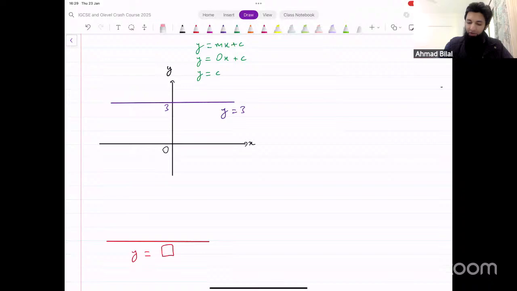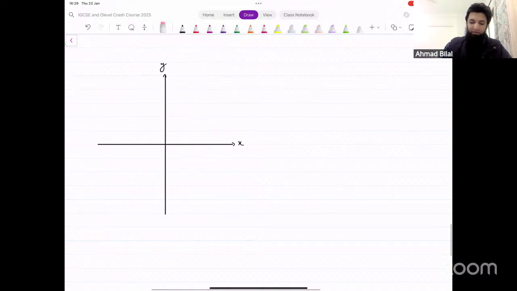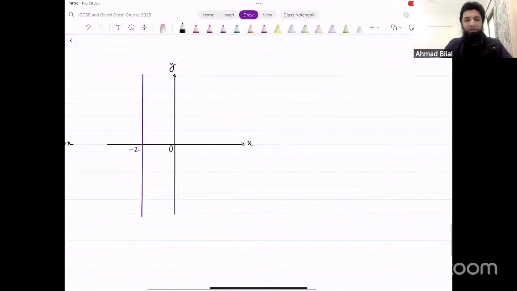Then what about vertical lines? What if you have vertical lines? For instance, let's consider this example. We have an x-axis here, we have the y-axis here, and there's a line that looks like this. It's a vertical line with the x-intercept, let's say, being -2. What's the equation of this line?